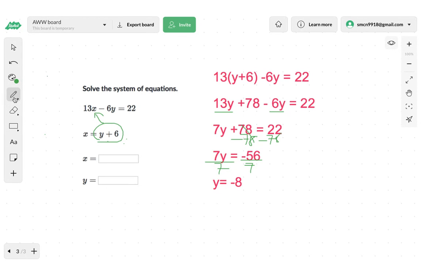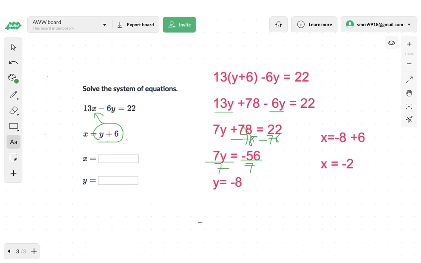So what I'm going to do is I have to go find my x value. So I'm going to plug it into the equation that I substituted, this guy here, because I think it's the easiest. So we have x equals, for y, I'm just going to put negative 8 plus 6. And if we do negative 8 plus 6, x will equal negative 2.